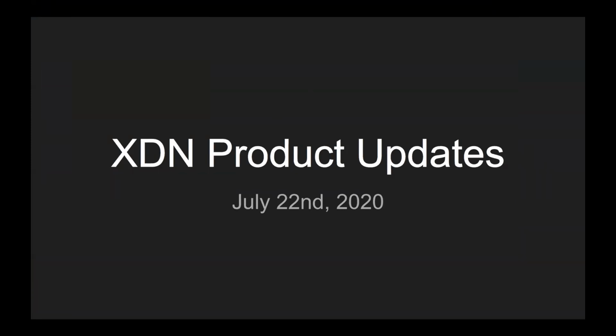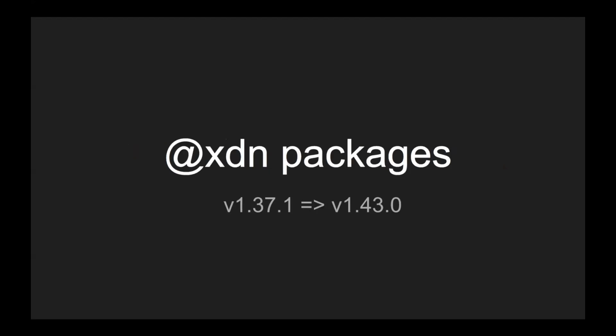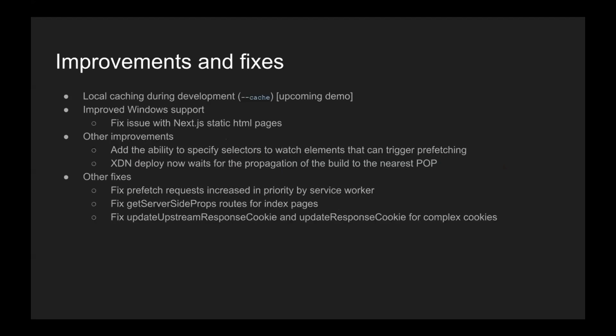Hello, everybody. So let's talk about first our XDN packages. We have upgraded the versions from 1.37.1 to 1.43.0. I'm going to go into details on what has been improved and fixed. Improvements and fixes, the first and foremost is the local caching during development. This brings us closer to the parity between your local development environment and the environment as you get it when you deploy to each XDN platform.